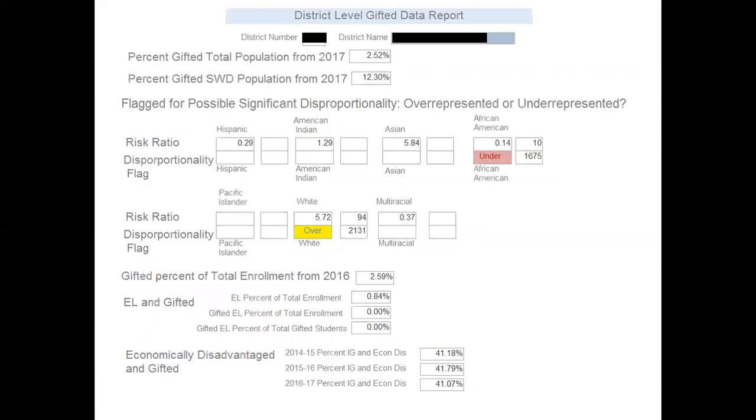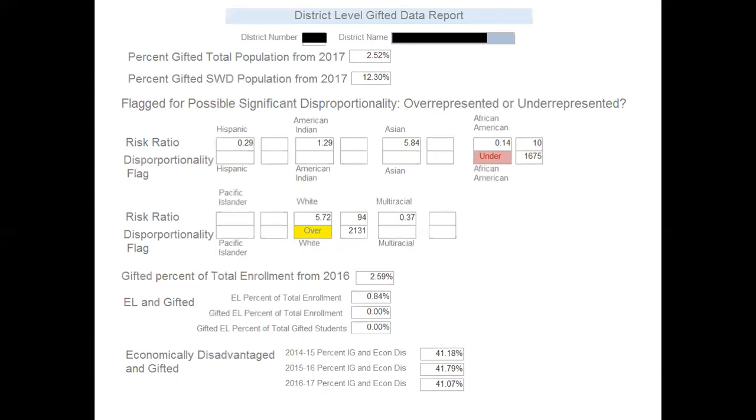So what are your next steps? This is what your report will look like that you will receive. And you can see that there are areas flagged for under and over representation in this district. It starts at the top with your percent gifted of total population in 2017. And then you can see your percent gifted of students with disabilities population from 2017. What has been flagged for significant disproportionality, if it has been flagged, also has the cell data and the comparison numbers beside it.